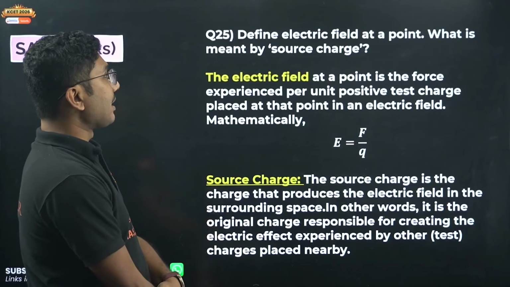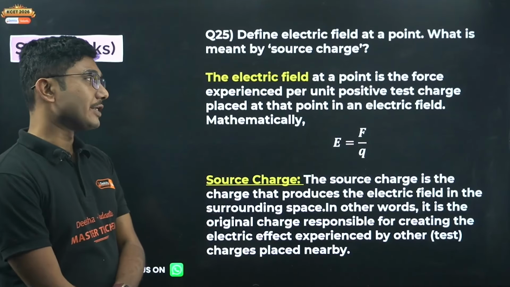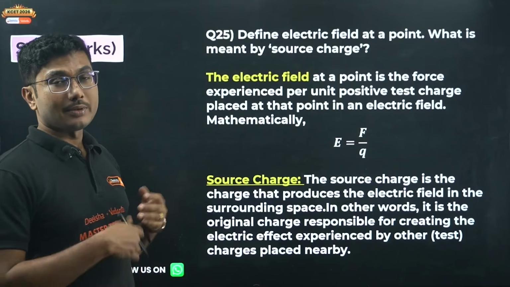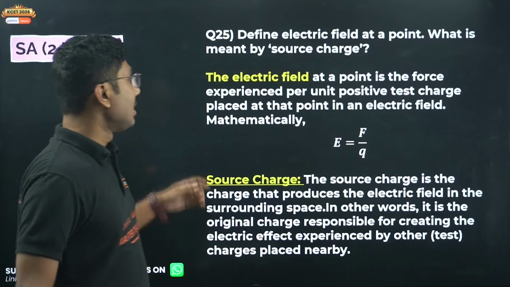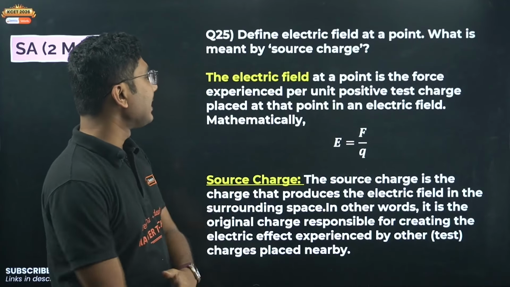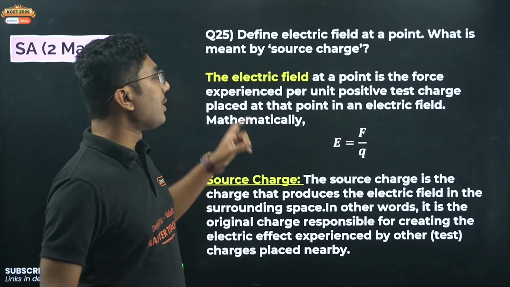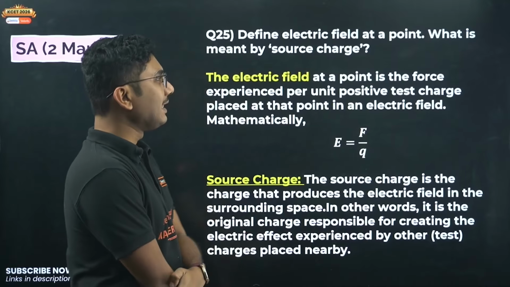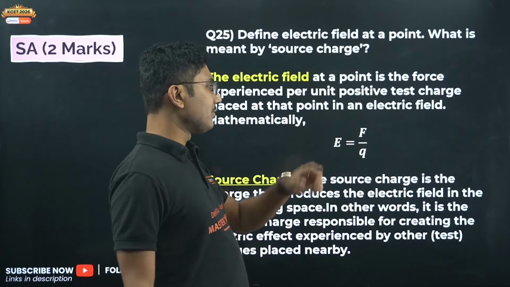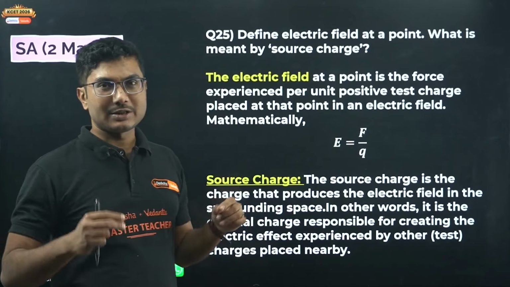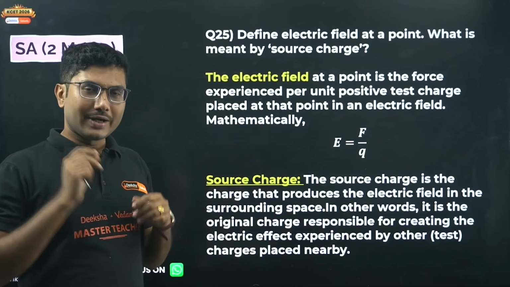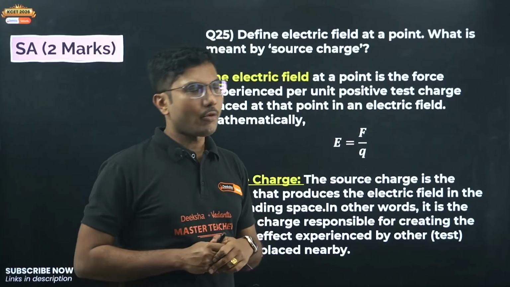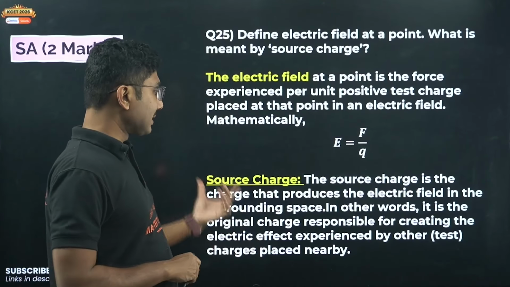Define electric field at a point. What is meant by source charge? Again, this is a question taken from your latest model paper. The electric field at a point is the net force experienced per unit positive test charge placed at that point in an electric field. Again, mathematically E is equal to F by Q. So force experienced by a test charge divided by its own value of the charge is the electric field at that particular point. Okay, and what is the source charge?